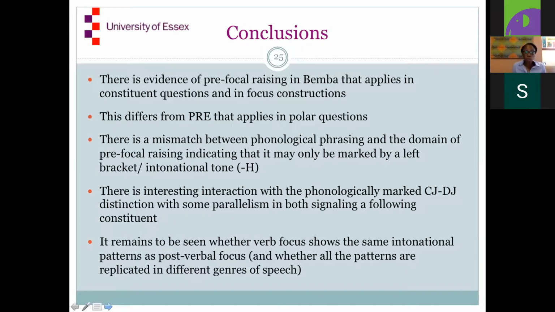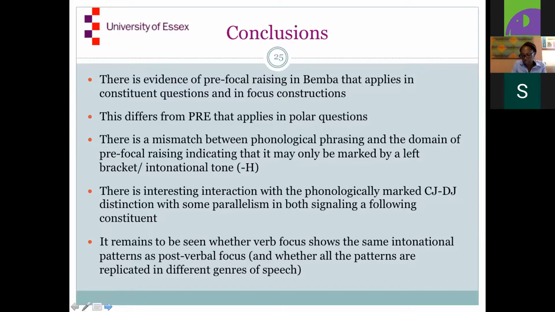So that's it. That's really all I wanted to say. So here are the conclusions. There is evidence, and it will be interesting to hear what everyone has to say about that, of pre-focus raising in Venda that applies in constituent questions and in focus constructions, here in new information focus. This differs from pitch range expansion that applies across the whole polar question.